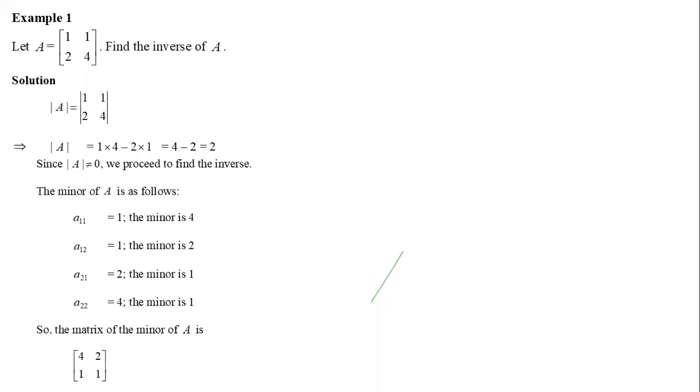This is the minor. Do you see the minor? The minor of 1 is 4, because it's 4 that is directly opposite to 1, in the same diagonal with 1. The minor of 1 is 2, and the minor of 4 is 1. The minor of 2 is also 1. There is the matrix. The minor of the matrix is 4 2 1 1.